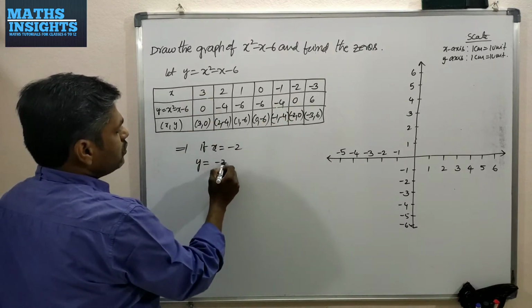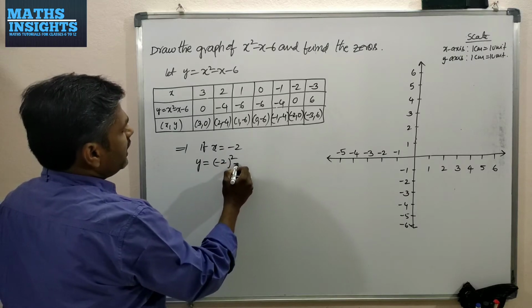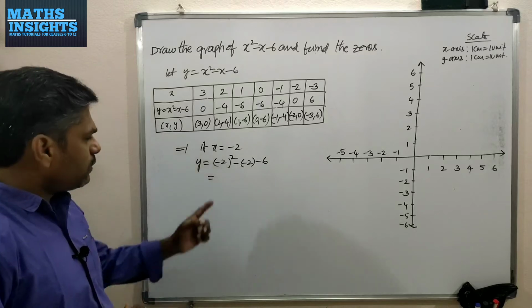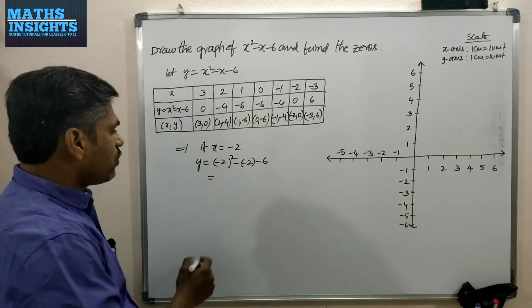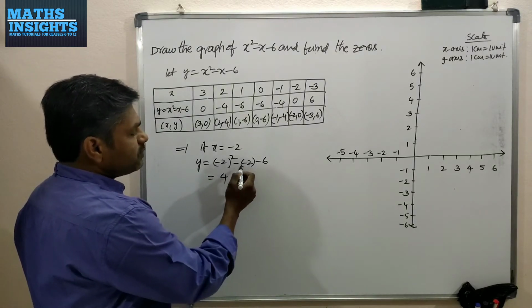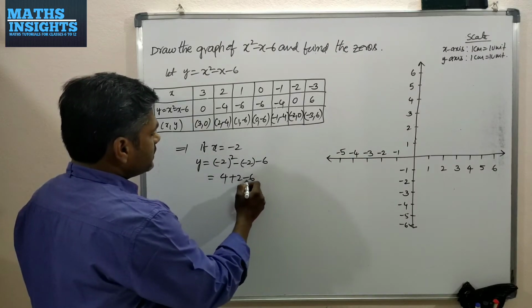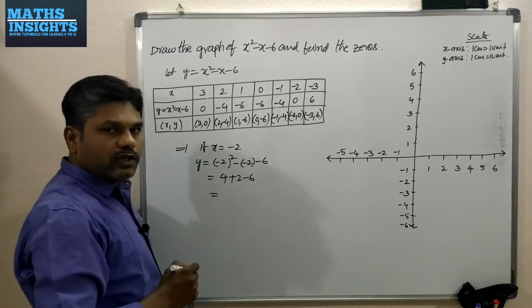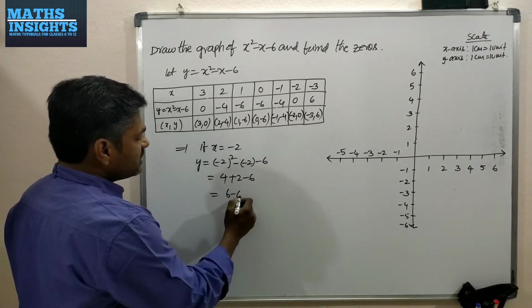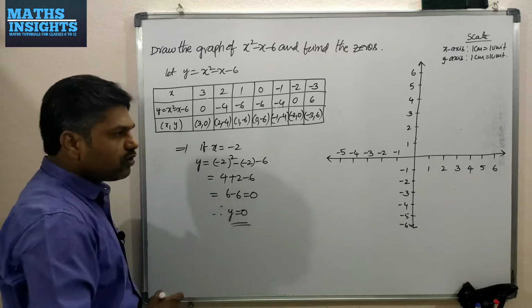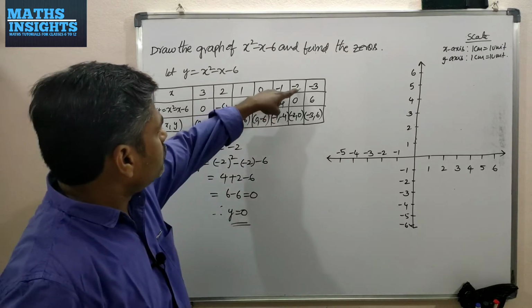See, minus 2 whole square minus of minus 2 minus 6. That implies minus 2 whole square is plus 4. So 4, and this minus into minus will become plus, so plus 2 minus 6. That implies 4 plus 2 is 6, 6 minus 6 is equal to 0. Therefore the y value is becoming 0 when you take x is equal to minus 2.